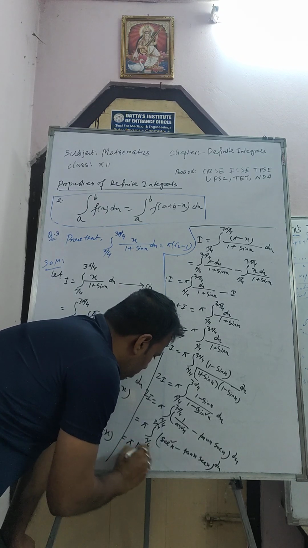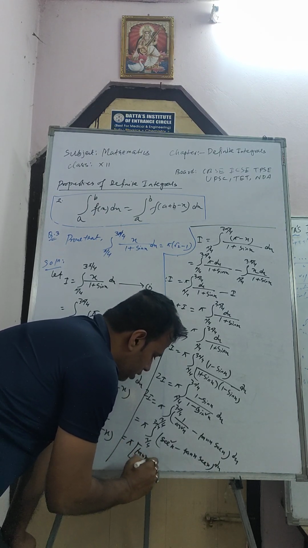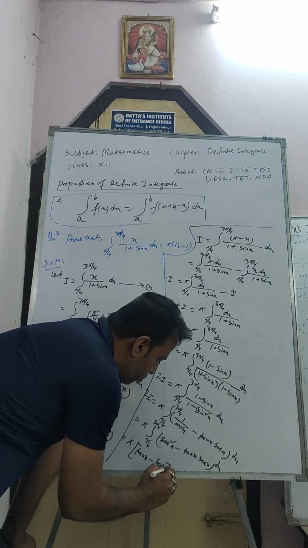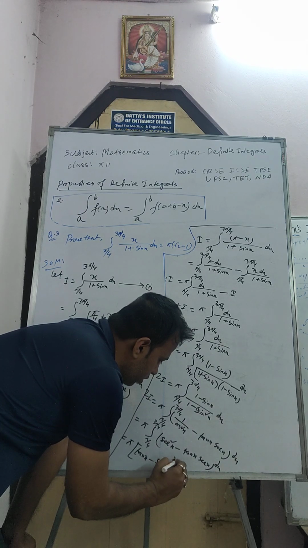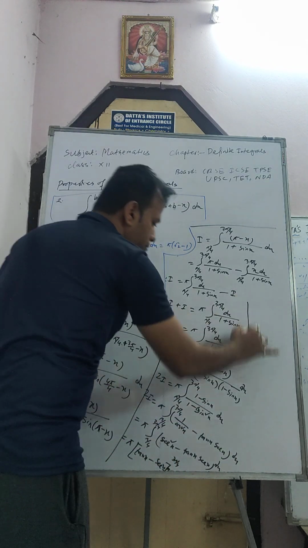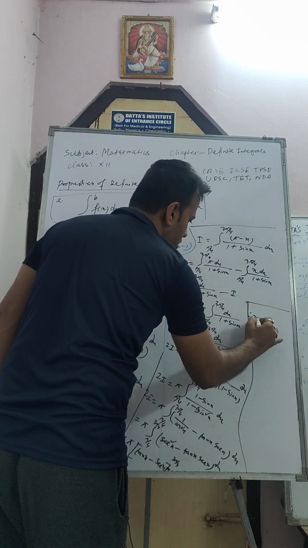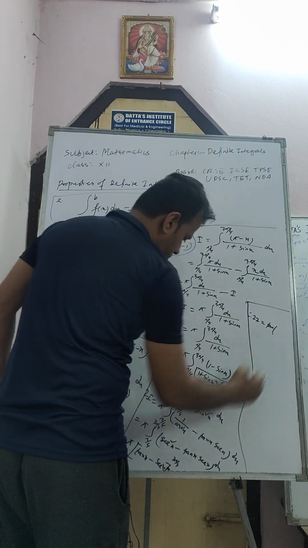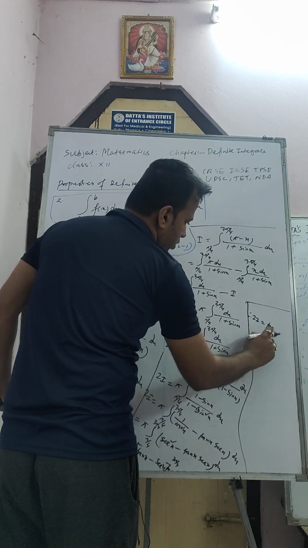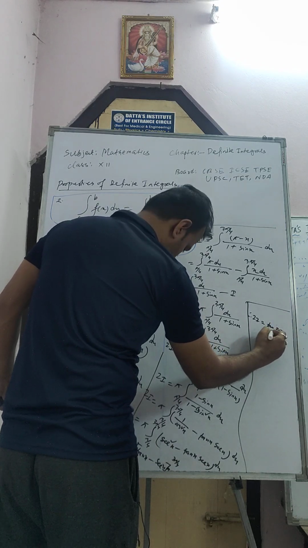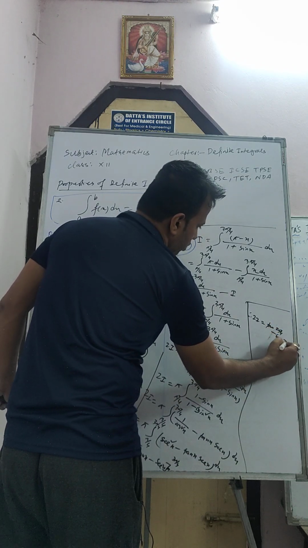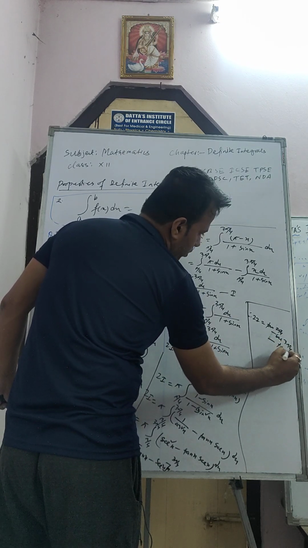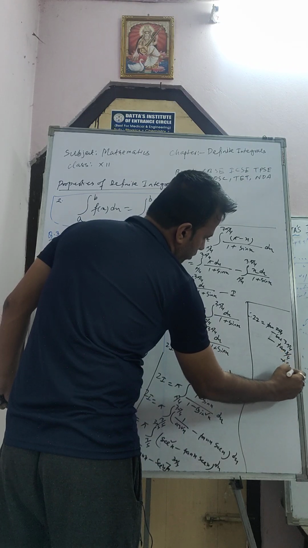So the integration of sec square x is tan x, and the integration of sec x tan x is sec x. So the upper limit here is 3 pi by 4 and the lower limit is pi by 4. Okay, now come here. So we will get 2I equal to tan of 3 pi by 4 minus sec 3 pi by 4, minus tan pi by 4 plus sec pi by 4.